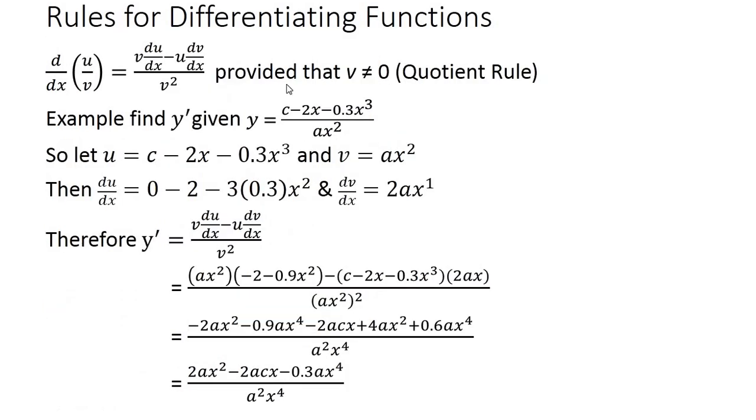The quotient rule. The quotient rule is when you want to differentiate two terms which are dividing. The word quotient means dividing functions. So if you want to differentiate functions which are dividing each other, you use this formula. Make sure you master this formula: the product rule, the power rule, the chain rule, and the quotient rule. For the quotient rule, we have v du/dx minus u dv/dx, everything over v squared, provided this v is not equal to 0.